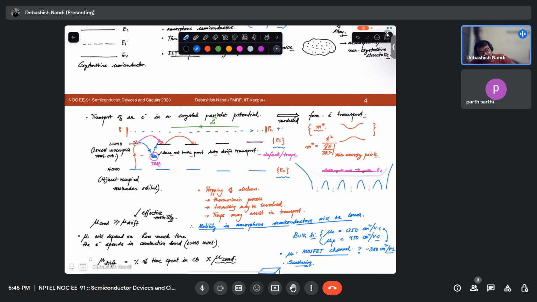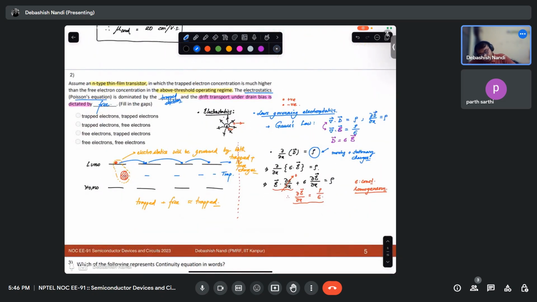Drift is what? This is a higher potential, this is a lower potential, so there will be an electric field. So the electron will move in this direction, right? And this movement of electrons will only happen on the conduction band itself. So drift transport will be dictated by the free electrons. So this will be your answer. Okay.